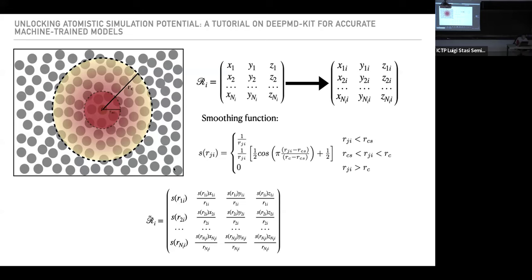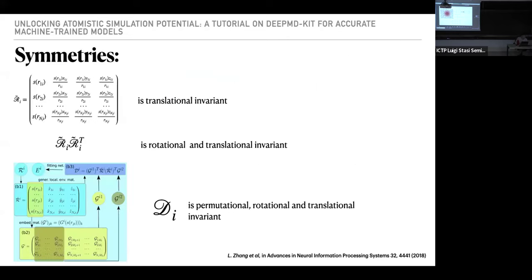So the first column is just a radial part, while the other columns contain the angular information of the position of the local environment of the atom I. So now let's talk a bit about symmetry.